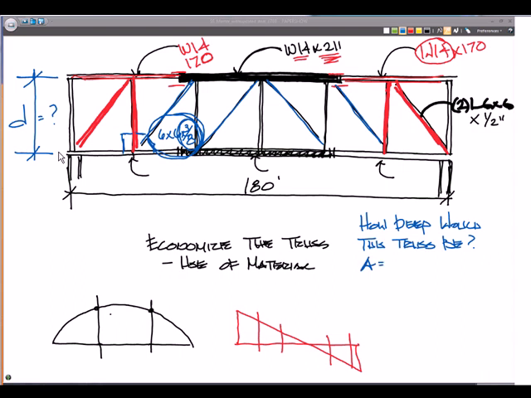And A, maybe it's 8 feet deep. B, 12 feet deep. C, about 18 feet deep. And D, let's say 24 feet deep. So what's the best answer? A, B, C, or D on the approximate depth of this truss?